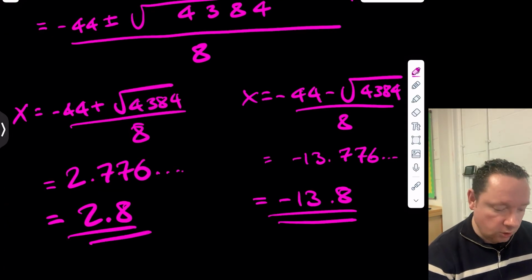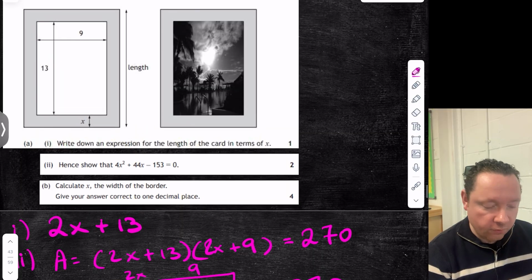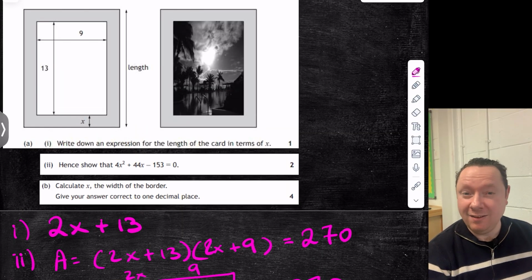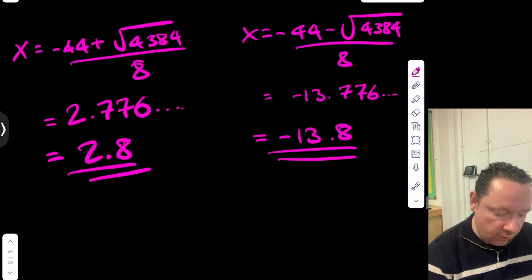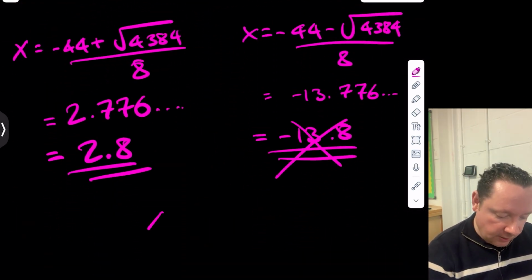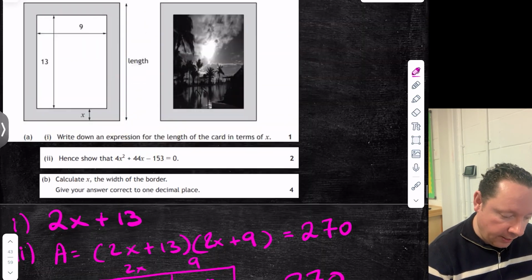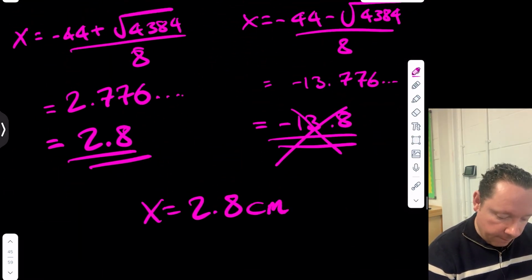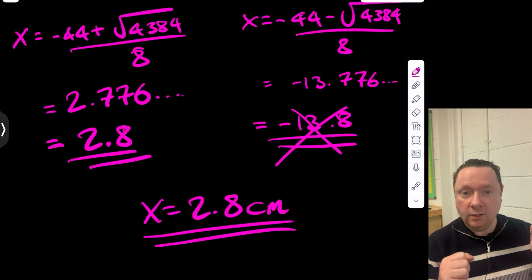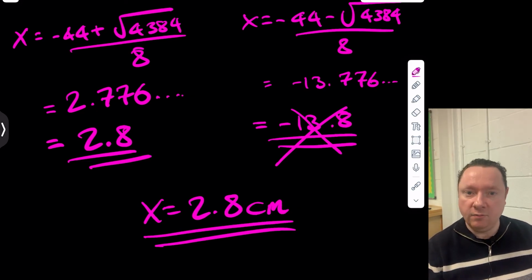We've got two answers, but we have to calculate x, the width of the border. So this is a question in context. It can't have a negative length or negative width. So we can just disregard this one by crossing it out and say that x equals 2.8. Is it in any units? Centimetres. Centimetres. And we're done there. So make sure you circle the correct one and make it very, very clear that that's the one you want. For normal quadratic equations, you'll have two answers, but for this one, just one you need to pick because you can't have a negative length. And we're done there.